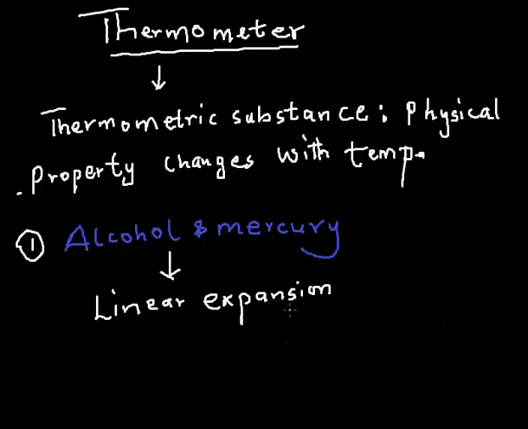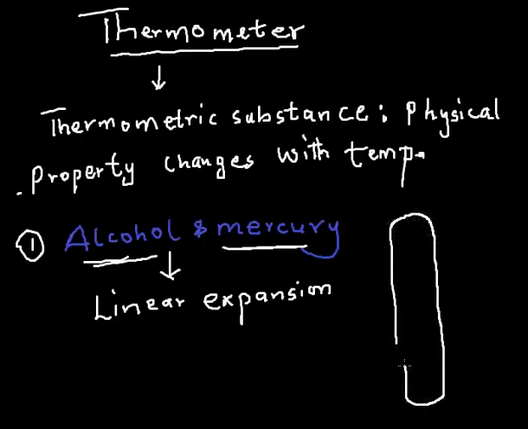What does it simply mean? Anytime the temperature of alcohol increases, then alcohol will increase in length, and the same with mercury. So that way I can use it to construct what is known as a mercury-in-glass thermometer, having a narrow capillary with mercury inside of it.